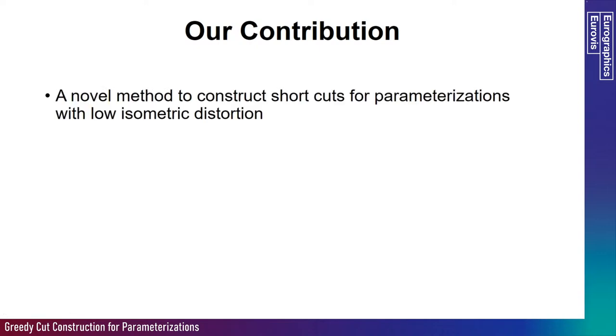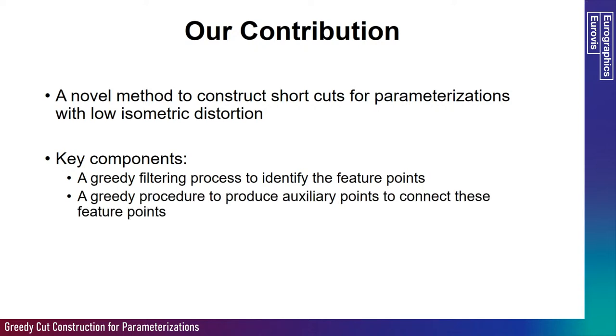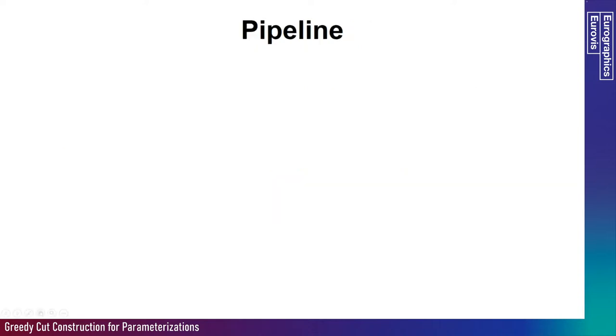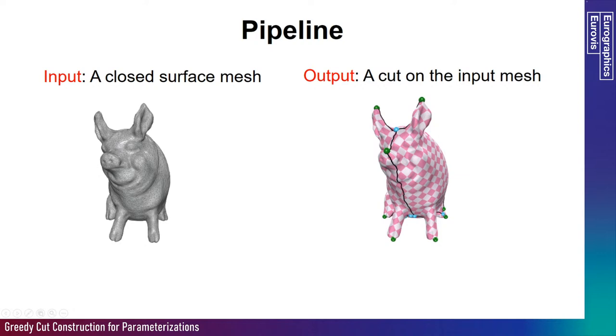We present a novel method to construct short cuts for parameterizations with low isometric distortion. The algorithm follows the point-to-cut strategy, where each step is a greedy method. First, we use a greedy filtering process to identify the feature points. Then, a cut is constructed by connecting the feature points and some auxiliary points. Our input is a surface mesh, and our output is a set of edges to generate a low distortion parameterization with as short as possible edges.